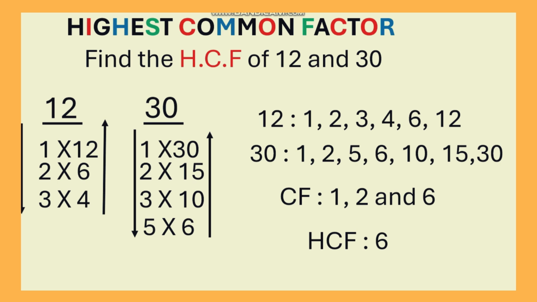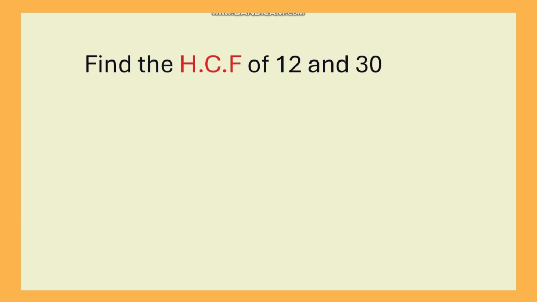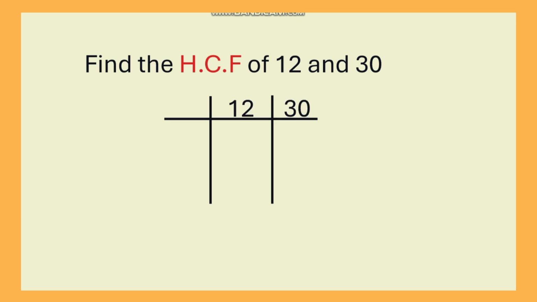So the next is to look at the ladder method. The same question, find the H.C.F of 12 and 30. Here we're going to get our ladder and we place the numbers this way. So we use our prime numbers as well. We begin with 2. 12 divided by 2 gives 6, 30 divided by 2 gives 15. And now you look at it, in the LCM, because 2 can go in 6, we're going to use 2 again, but it can't go in 15.